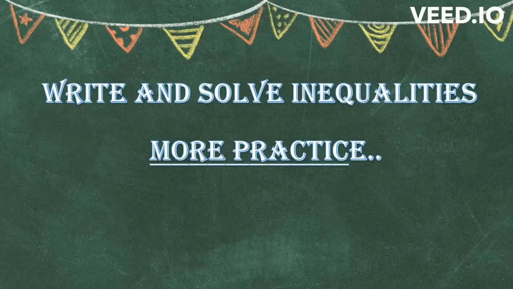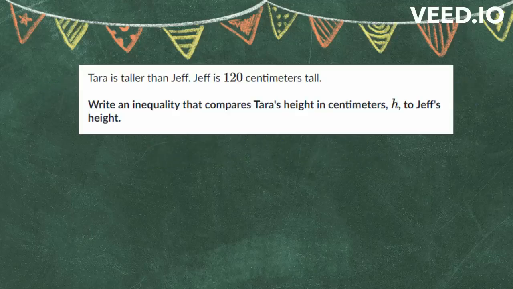Let's practice more of solving inequalities today. Tara is taller than Jeff. Jeff is 120 centimeters tall. Here is Tara, who is taller than Jeff. Jeff is the shorter one here, who is 120 centimeters tall.